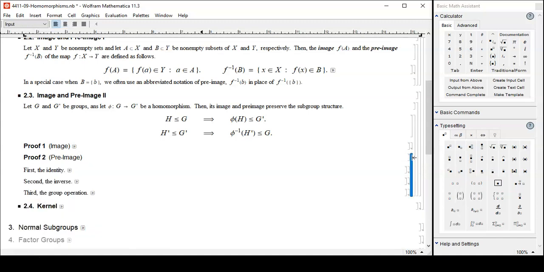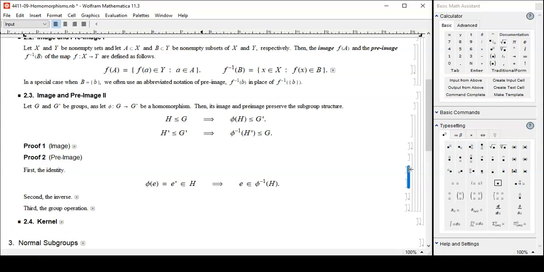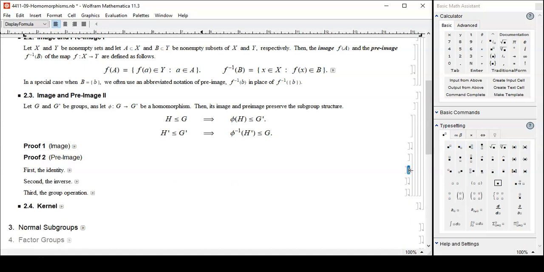Okay, preimage. We have to prove these. First, the identity. Easy. Phi of e is e prime in H prime, so e is in the preimage. I forgot prime here, excuse me, in H prime. Simple typo to correct.